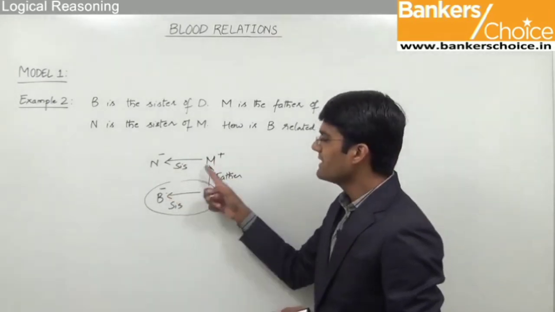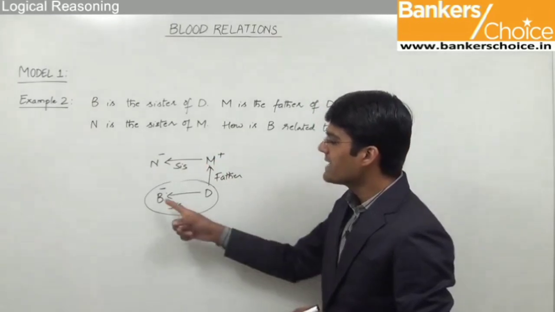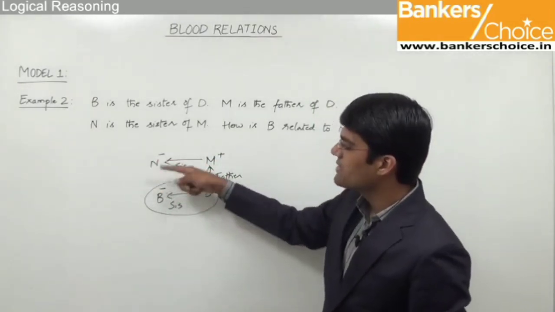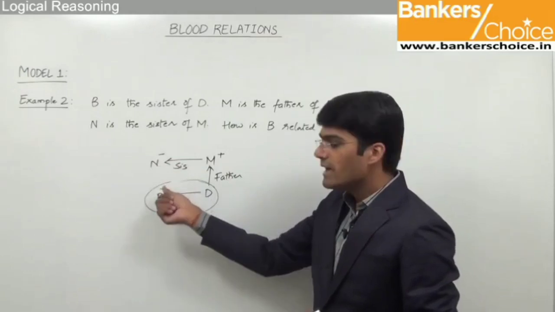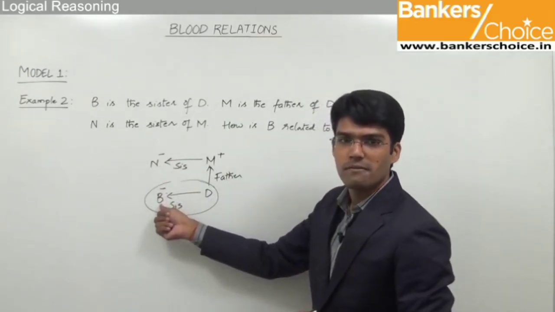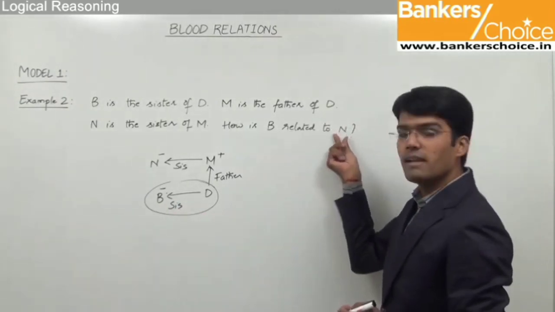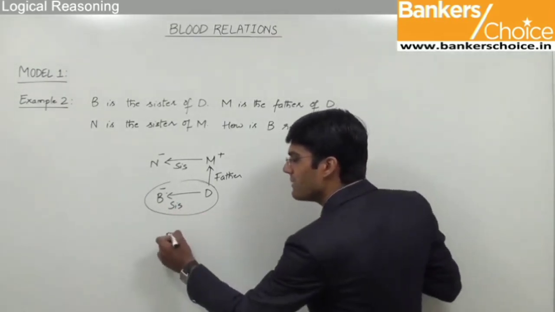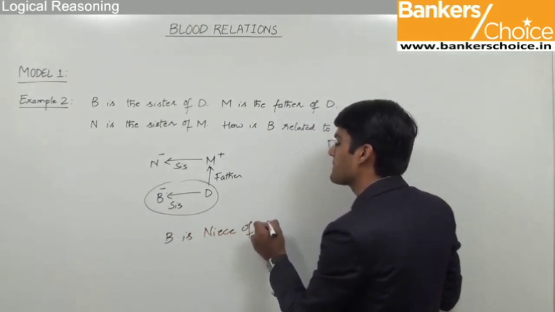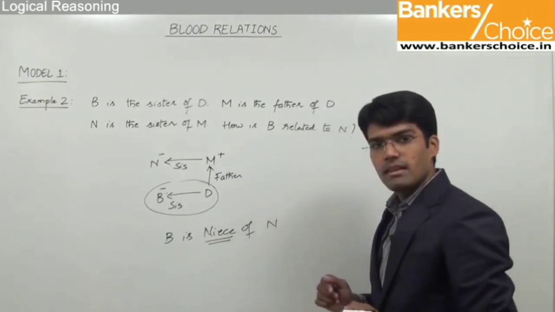So your father's sister is referred to as your aunt. So we can say that B's aunt is N. So the relationship between B and N should be that of an aunt and niece. Remember, B is a female child, so she should be referred to as niece and not nephew. Now the question is how is B related to N? So we can say that B here is the niece of N. So the answer here should be niece.